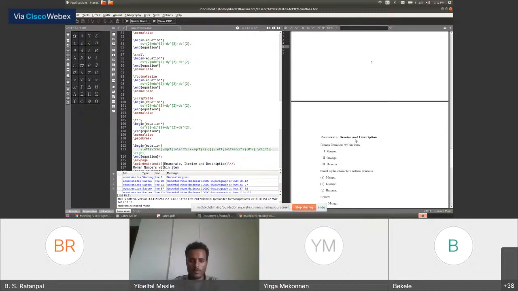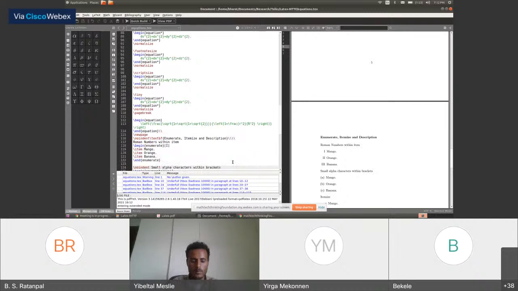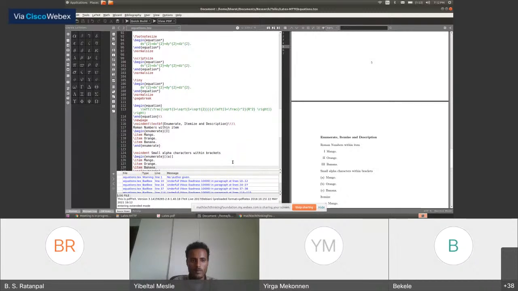Now, enumerate, itemize and description. What do we mean by enumerate? Enumerate we write when we need counting. And itemize we write when we don't need counting. Is it okay? So here we use enumerate if we want counting, and counting with Roman numerals, then I will write I. Slash item mango, orange and banana. Is it okay? Mango, orange and banana.